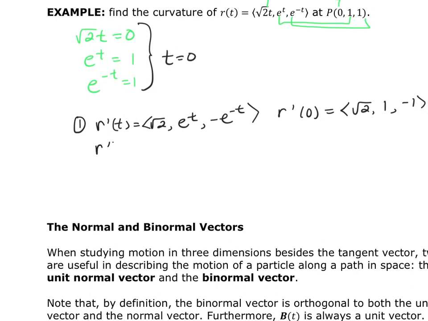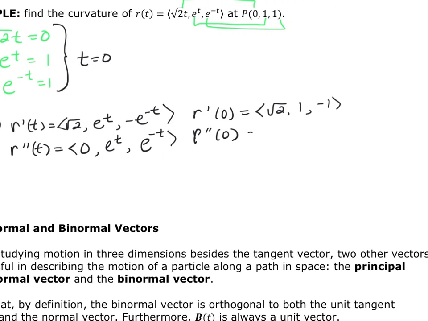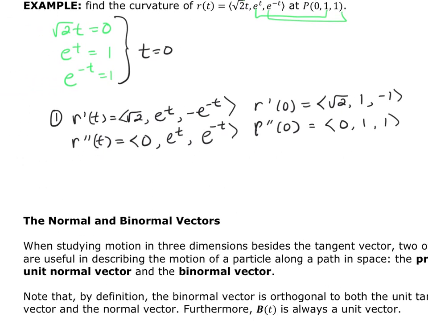I still have to find r double prime of t, which is going to give me the derivative of the constant is 0. e to the t is still e to the t all day long, and this becomes e raised to the negative t. r double prime of 0 is going to be equal to 0, 1, and 1. So I've started you out, and I want you to go ahead and finish this off. The only thing that we did that I wanted to start you out with is we had to figure out what the evaluation of t is.